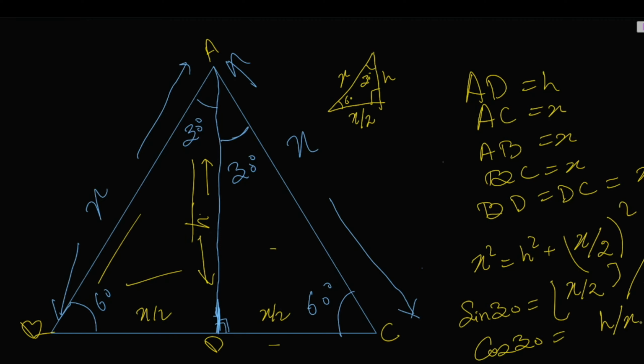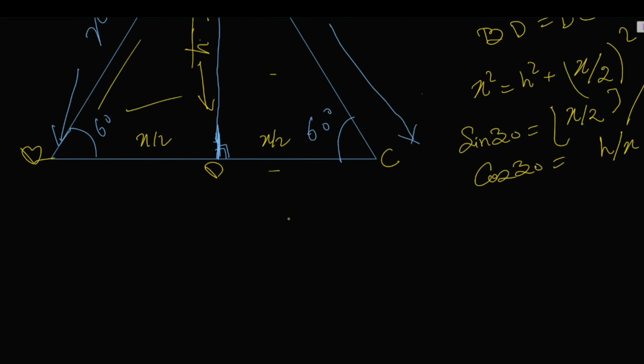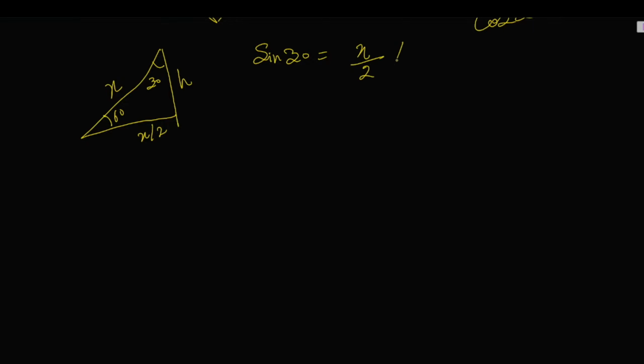H by x, right? So let's jot it down here. I'll rephrase it better. So we have a triangle here, which is 60 degree, this is 30 degree, this is x by 2, this is x, and this is h. And sine 30 is how much? Sine 30 for this triangle equal to x by 2 divided by x. If I cancel it, so sine 30 will be equal to half, right? So sine 30 is equal to how much?